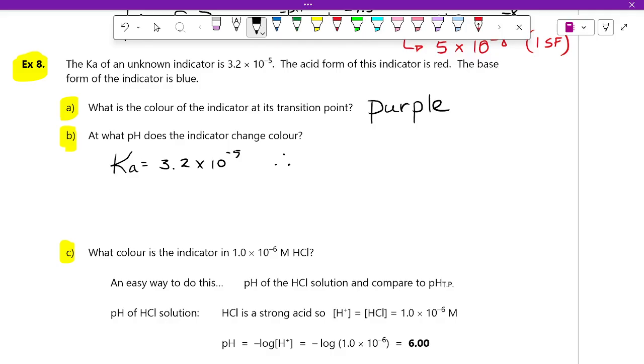If I know that Ka is 3.2 times 10 to the negative 5, what else do I know? You know the concentration of hydrogen. I know the concentration of hydrogen at the transition point is 3.2 times 10 to the negative 5. And if I know that, can I find the pH? Yes.